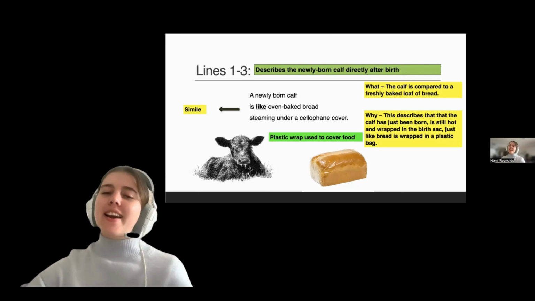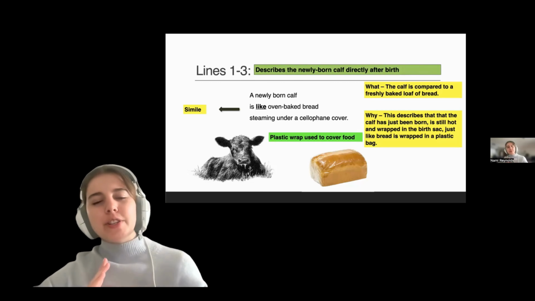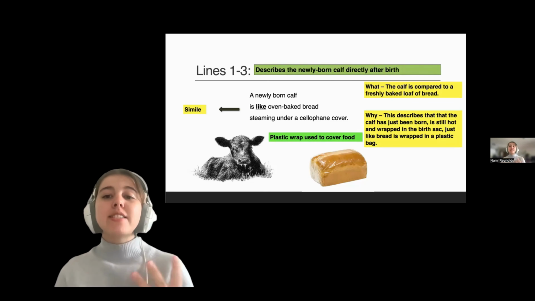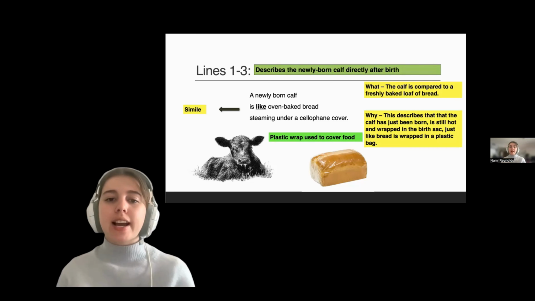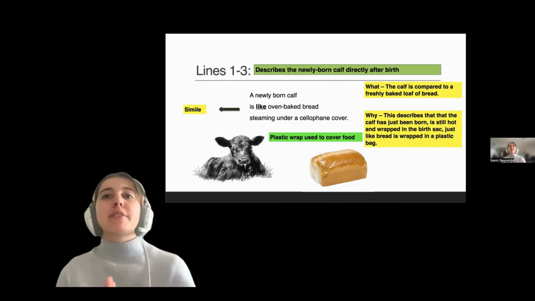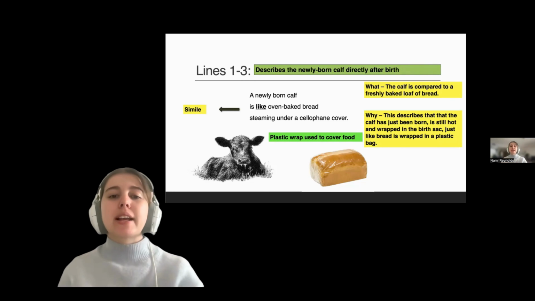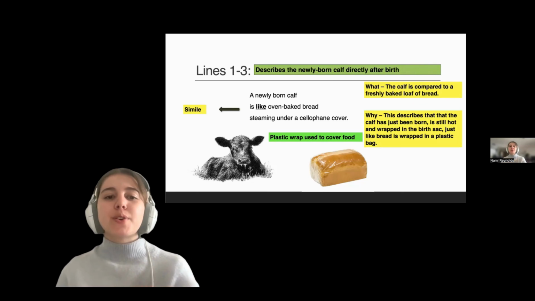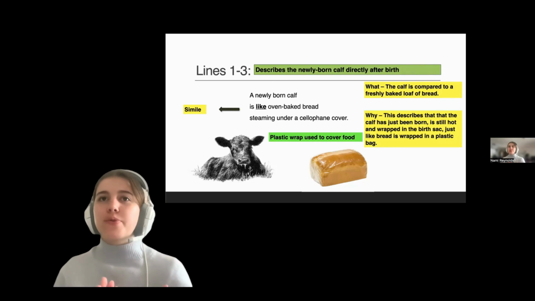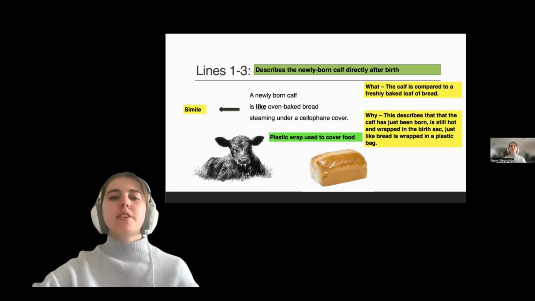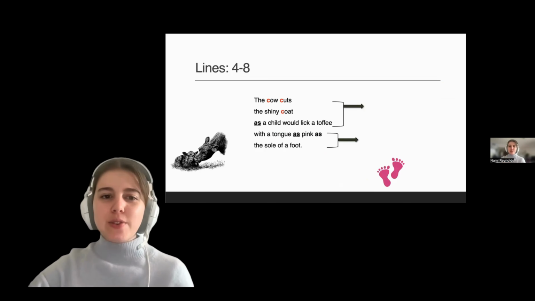Okay, so I see what you're trying to get at, but not entirely. The cellophane cover does describe the birth sac, but there isn't a direct comparison being made. There's no statement saying that it is this or something else. So unfortunately, no, that's not a metaphor, but great observation. So let's go on to lines 4 to 8.